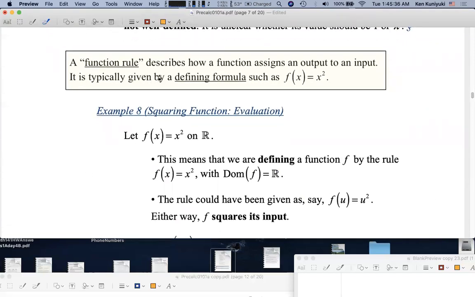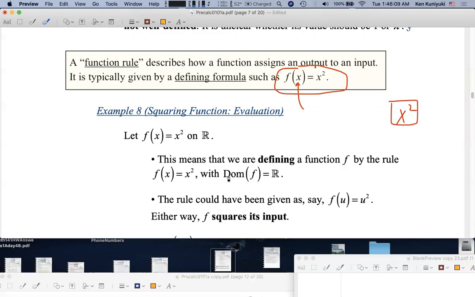A function rule describes how a function assigns an output to an input. So something like this, f of x equals x squared. This tells us to take the input or argument x and square it to get the resulting output, the function value. Let's talk more about this squaring function. And this corresponds to the x squared button on your calculator. The domain is assumed to be the set of all real numbers. We can square any real number.